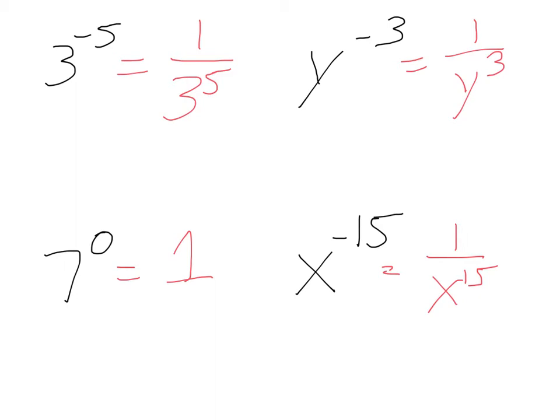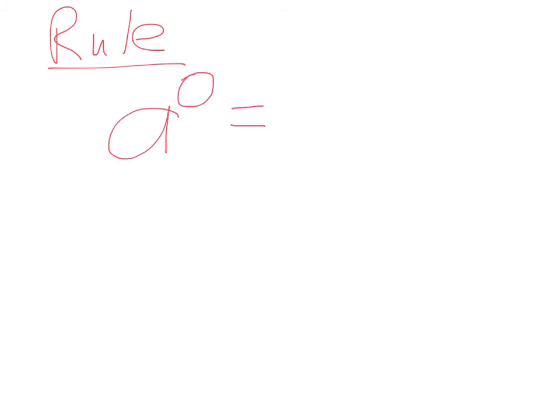Now, ladies and gentlemen, 2 to the 0 was 1. 3 to the 0 was 1. 7 to the 0, I just told you, was 1. So let's come up with a special rule here. Any number to the 0 power is 1.